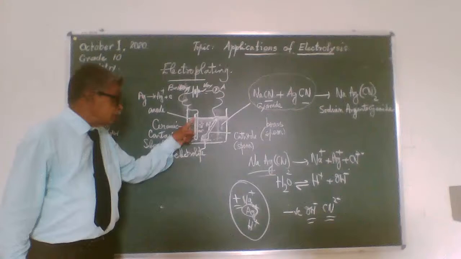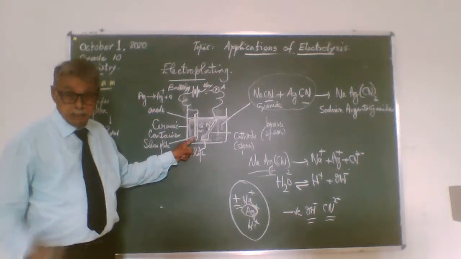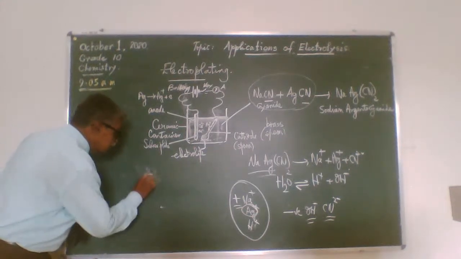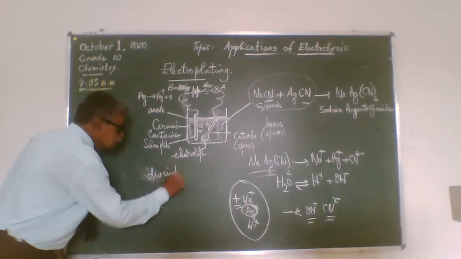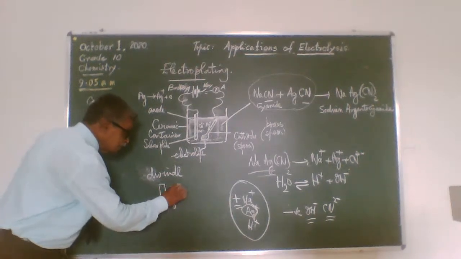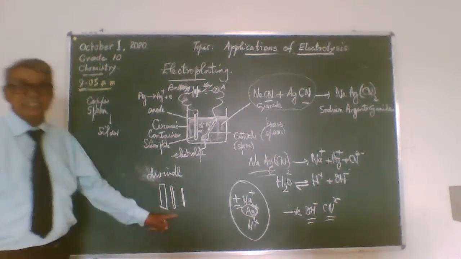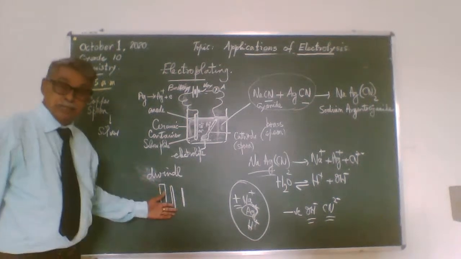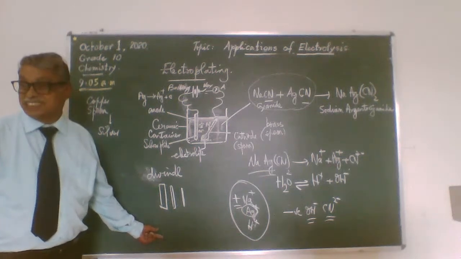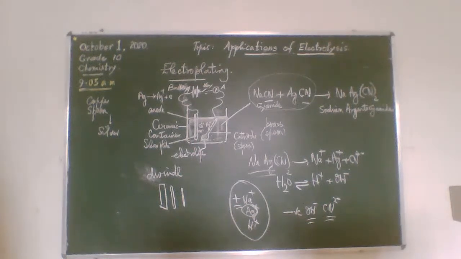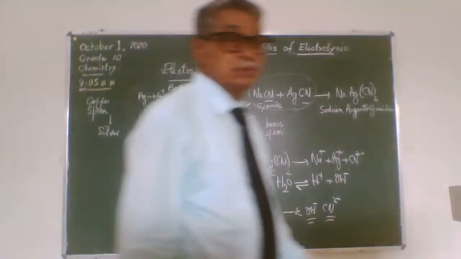And what will happen to this plate? The silver plate will dwindle in size. First it is big, slowly it becomes smaller, and then it dwindles in size. So after some time, when nothing is left, you will have to change the silver plate, because silver from here is getting transferred to the spoon. You get it? This is electroplating by silver.